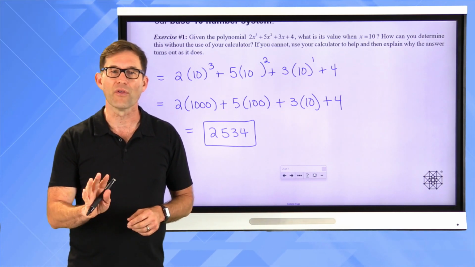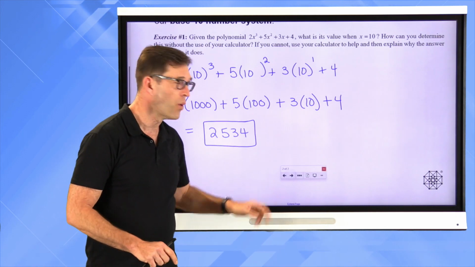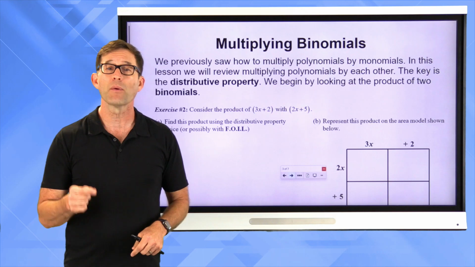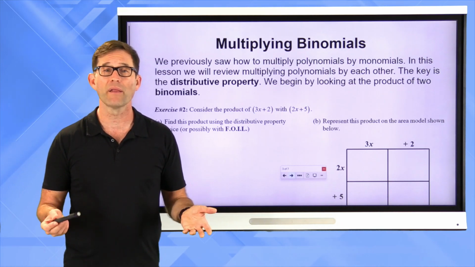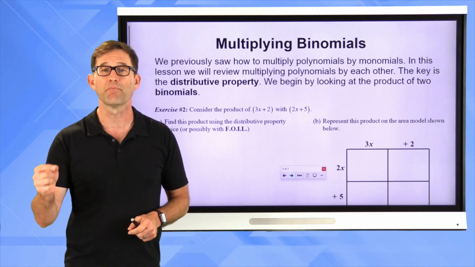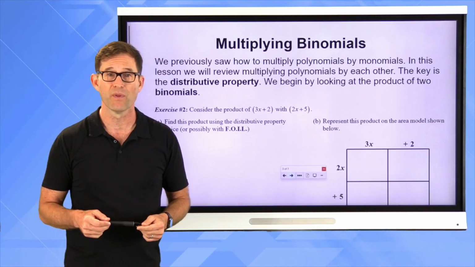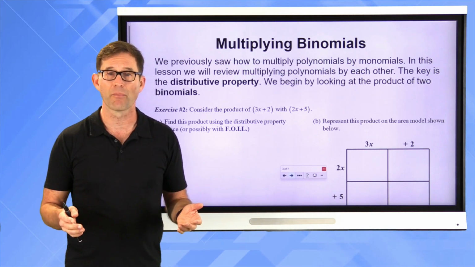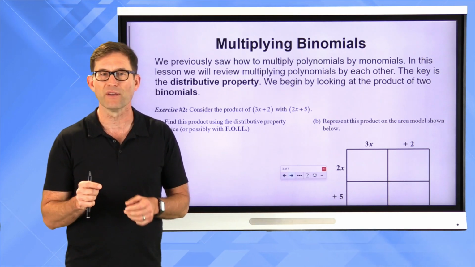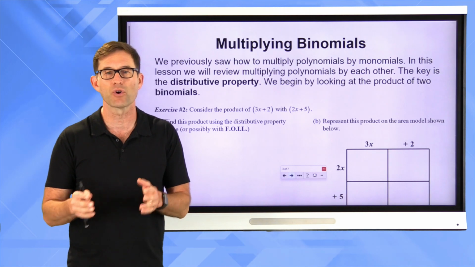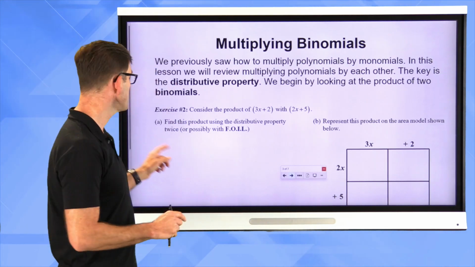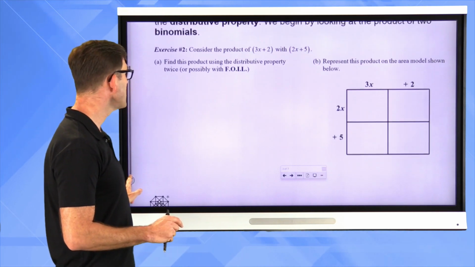Now, that's not really the thrust of our lesson today. What we're going to be looking at today is primarily multiplying binomials. We previously saw how to multiply polynomials by monomials. In this lesson, we will review multiplying polynomials by each other. The key is the distributive property. And we're going to begin by looking at the product of two binomials, two polynomials that simply have two terms each, and that is probably the most common type of multiplication of polynomials that you see out there.